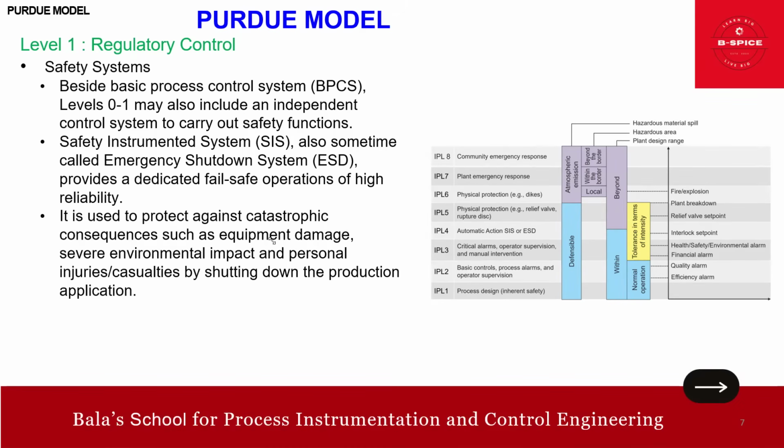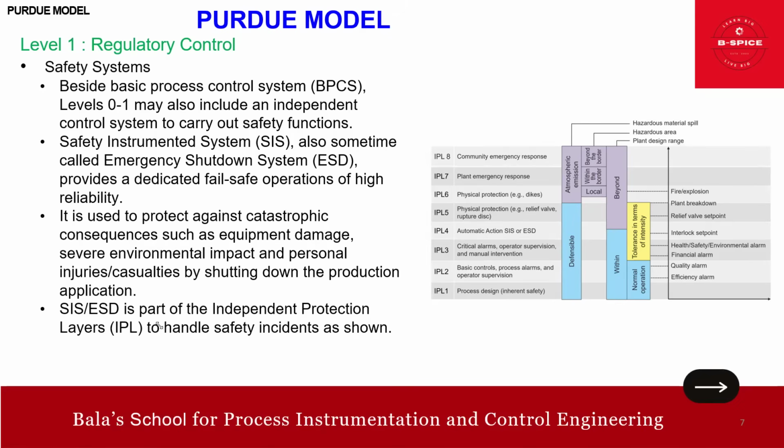It's used to protect against catastrophic consequences such as equipment damage, severe environmental impact, personal injuries, casualties, all these by shutting down the production application safely. So the SIS ESD is part of the independent protection layers to handle safety incidents as shown here. There are various independent layers of protection.